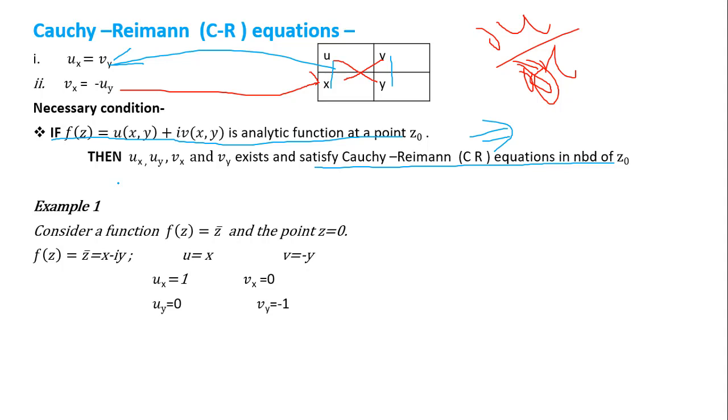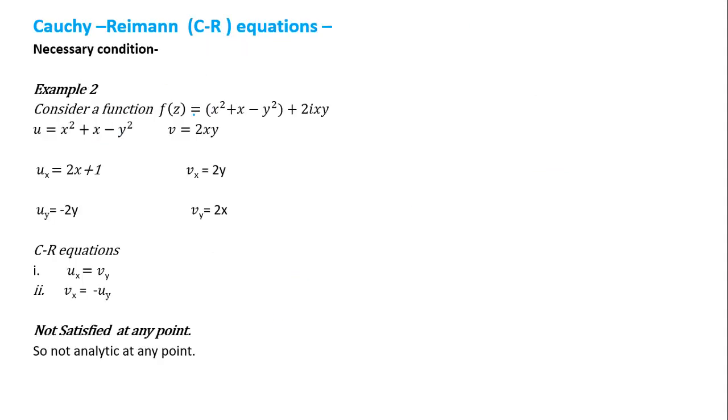Example number 1. Consider a function f(z) equal to z bar and the point z equal to 0. So f(z) equals z bar equals x minus iy. So u equals x, v equals minus y. Now calculate the CR equations. ux equals 1, uy equals 0, the differentiation of x with respect to y. vx, the differentiation of minus y with respect to x, is 0, and vy, the differentiation of minus y with respect to y, is minus 1.